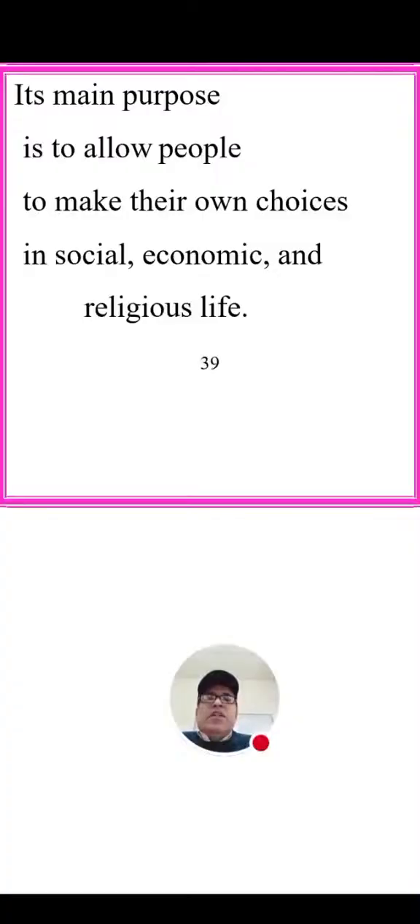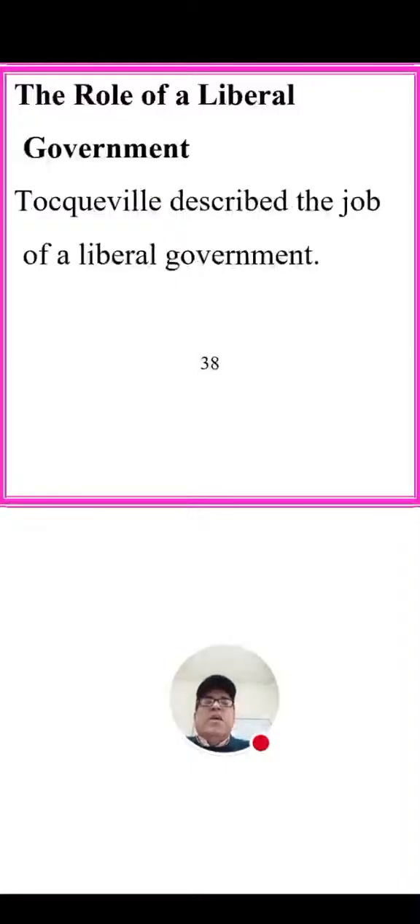The role of a liberal government. Alexis de Tocqueville was a French philosopher. He described the job of a liberal government. Its main purpose is to allow people to make their own choices in social, economic, and religious life. That is the job of a liberal government, according to Tocqueville.